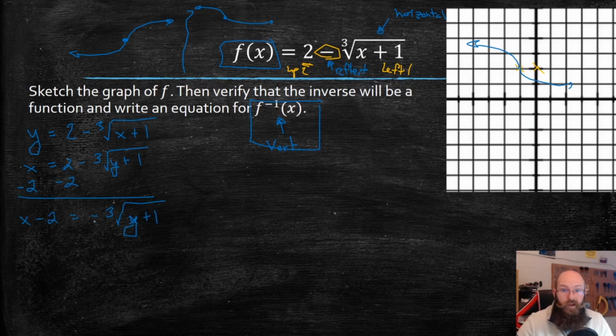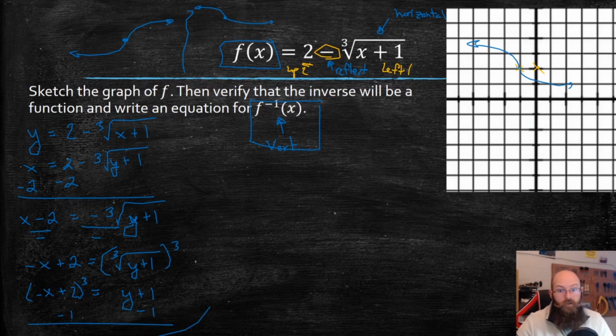Now I need to get rid of that negative out in front. So I'm going to divide by a negative, which means everything on my left switches signs. How do I get rid of that cubed root? Well, I have to raise it to the third power. Then I need to subtract my 1.